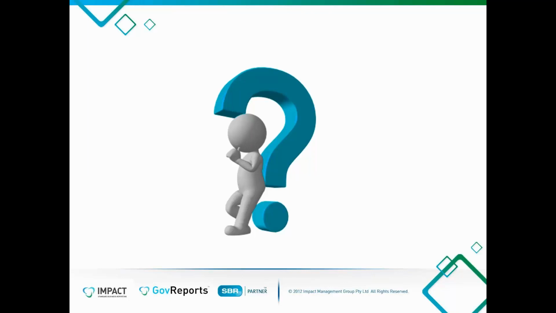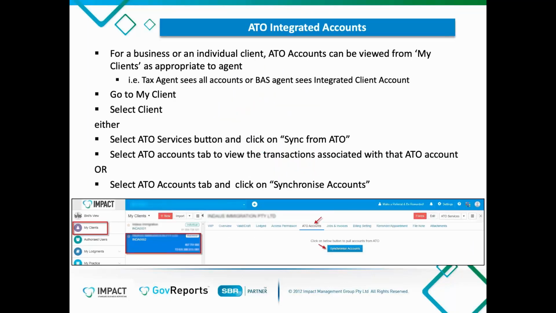So now we want to have a look at the ATO online services that we're able to use in conjunction with GovReports, so we can show you again the different areas. The ATO Integrated Accounts, which is just wonderful. Well, that's just my opinion, I guess. The difference is that I am a BAS agent, so I only see the integrated client account. If you're a tax agent, you are going to be able to see all accounts, so their tax returns and whatever else is important for that client.